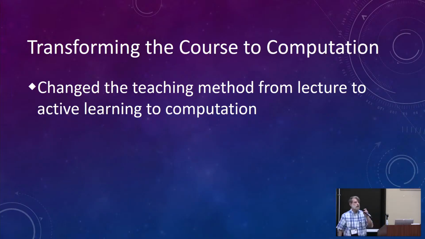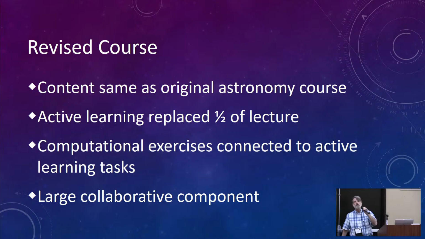And what I did through an iterative design method was to switch the course from astronomy to active learning without computation and then add computation as active learning to this. So the revised course has the same content as the original astronomy course. Active learning replaced about 1/2 or even maybe closer to 2/3 of the original lecture. The computational exercises were introduced, in some cases replacing the active learning tasks, and in other cases supplementing them.